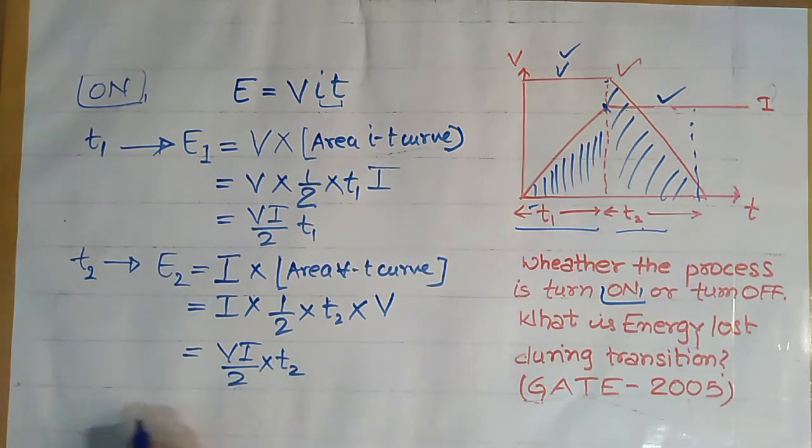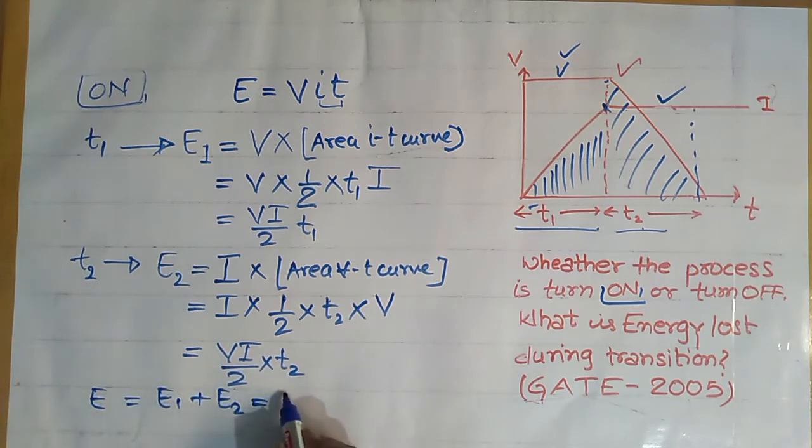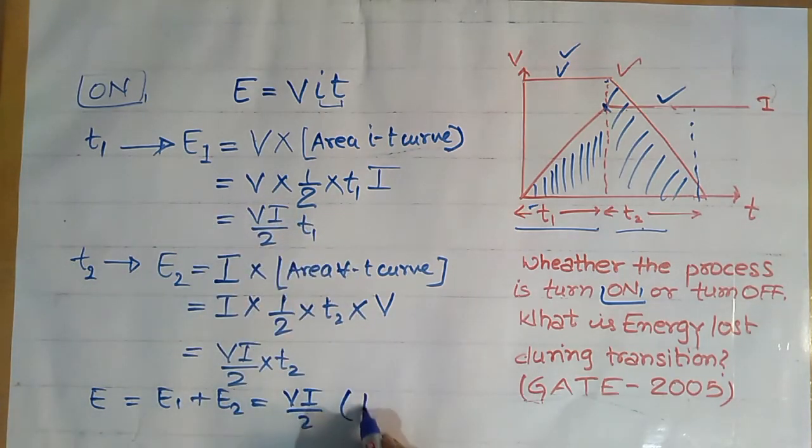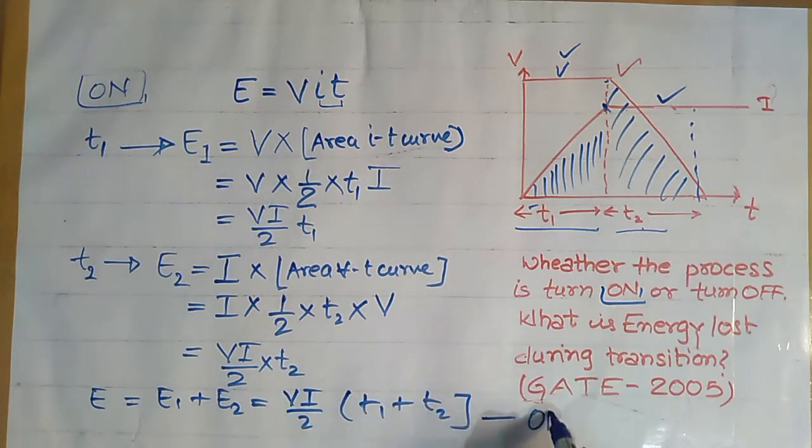So total energy losses will be equal to E1 plus E2, that is equal to VI by 2. Take sum of these and take VI by 2 common. So T1 plus T2. So answer is energy losses are equal to VI by 2 into (T1 plus T2), and the process is turn on.